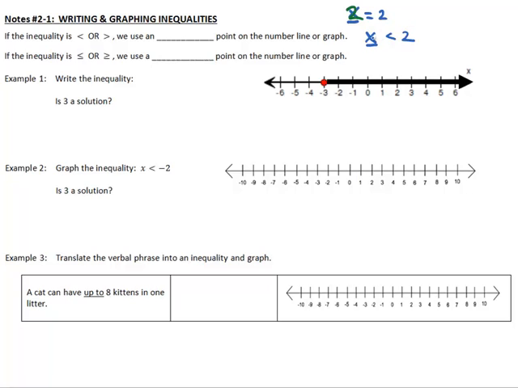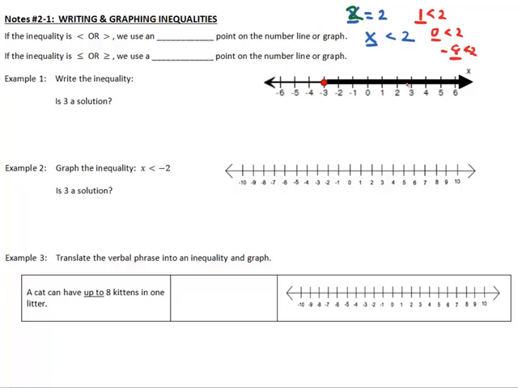So let's think of some numbers that are less than 2. Well, you should think of 1. 1 is less than 2, so that's a solution. 0 is less than 2, that's a solution. -8 is less than 2, so that's a solution. So if you'll notice, there are 3 solutions we found easily.